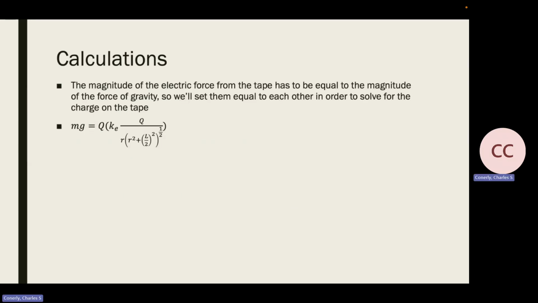So for the calculations in this experiment, we're going to be looking at the magnitude of the electric force in the tape, and that will be set equal to the magnitude of the force of gravity, which will keep the piece of tape suspended. So in order to calculate that, we'll have to set them equal to each other in order to solve for the charge of the tape. So the formula can be seen below: mass times gravity equals our charge formula, and we'll be solving for Q.